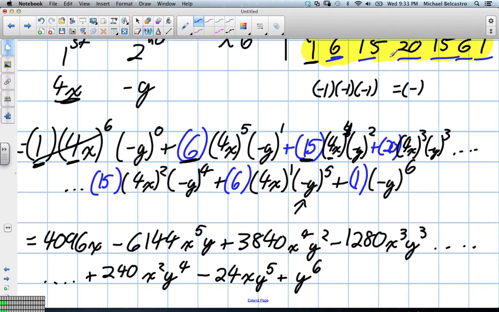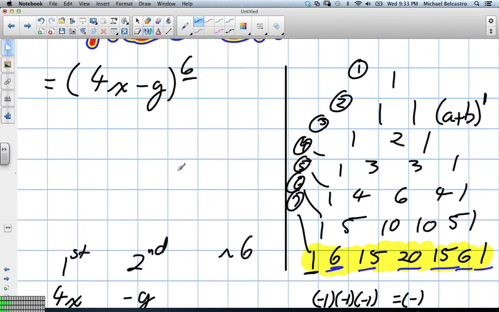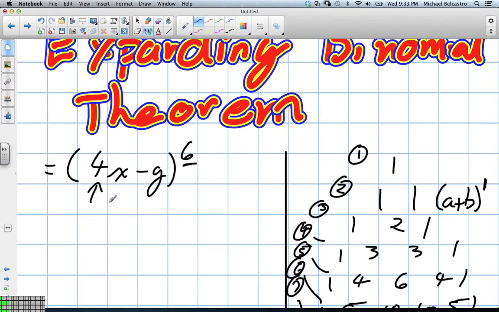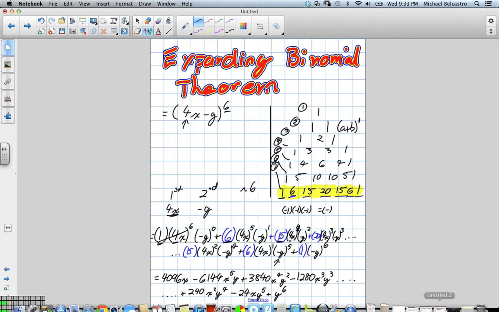So once you have the coefficients using Pascal's triangle, you still have to apply the powers if the terms aren't ones. For instance, this coefficient was a 4, so it does change the coefficients. They won't always be exactly what Pascal's triangle is. Does that make sense? Yeah, that makes sense.